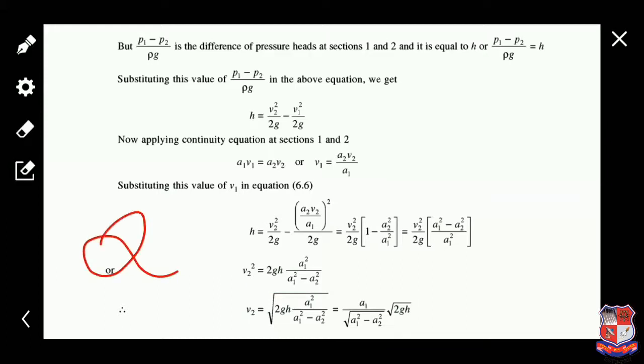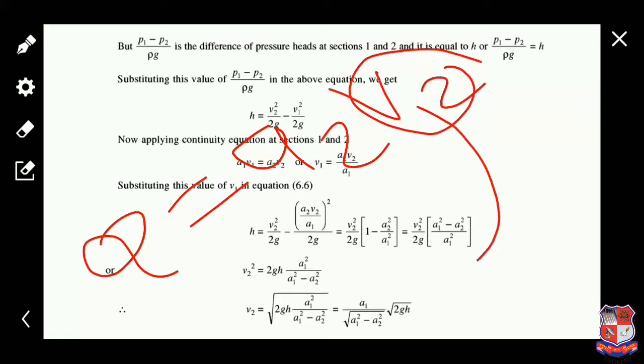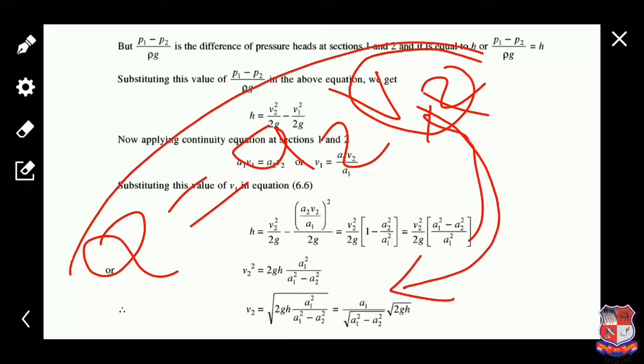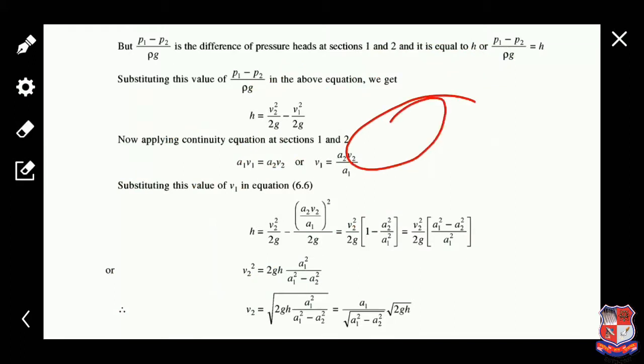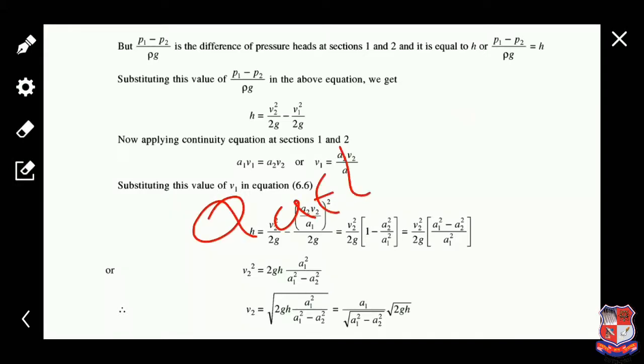Now we know that the discharge is equal to A2V2 at section 2. So this V2 value is put into this equation, and then we find the discharge from the Venturi meter. But this equation is the theoretical equation. We have considered ideal conditions, so the actual discharge is lower than the theoretical discharge.